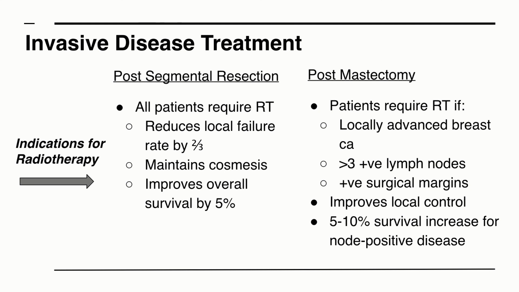So keep in mind, locally advanced breast cancer, larger tumors greater than 5 centimeters, and then post-mastectomy, so they will require radiation if they are advanced, so if they have positive lymph nodes, if they have those positive surgical margins, that's when we are going to treat with radiation any areas of high-risk recurrence, so chest wall, regional lymphatics, so dermal, axillary, inframammary, supraclavicular nodes would all be examples. And again, this does improve local survival, about 5 to 10% increase if you have node positive disease.